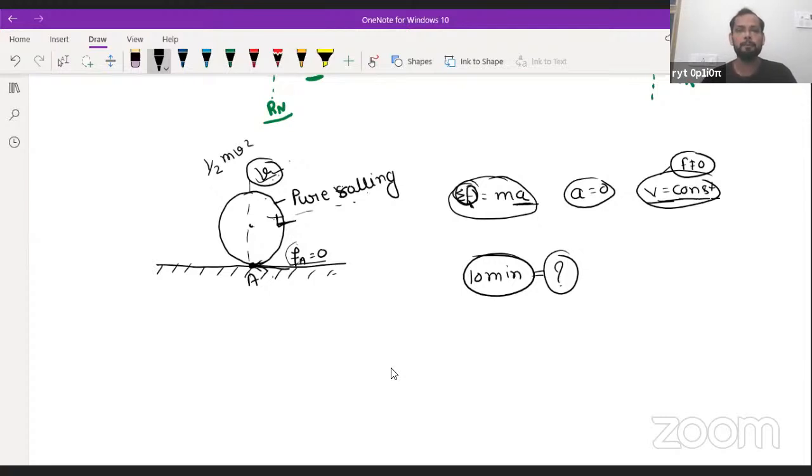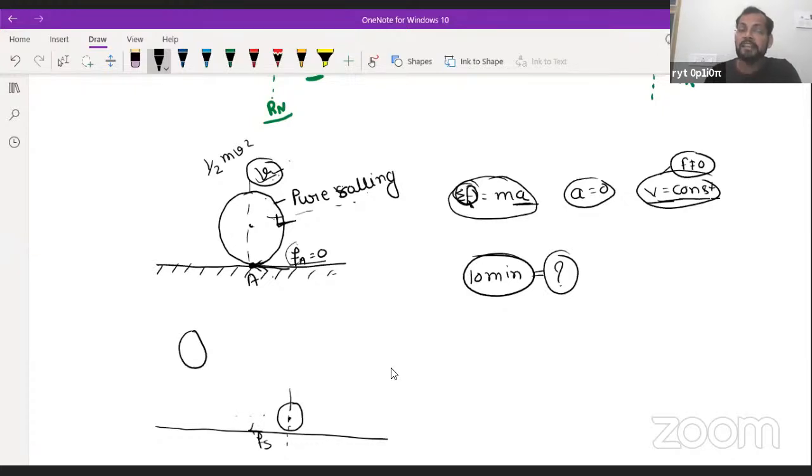Fine. Because you have seen, for example, there is one coin and you are dropping this coin from a height onto this surface. So what you will see after some time is that pure rolling is set into this coin. Before the pure rolling is set into the coin, there will be some magnitude of sliding friction.